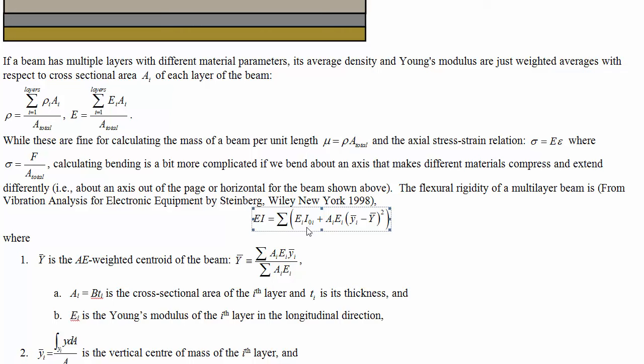And then if you calculate the second moment of area, or the flexural rigidity EI of each layer individually acting about its own centroid, you can find the combination by adding up EI and then AE, the distance away from the total beam's centroid, squared. This is an application of the parallel axis theorem.